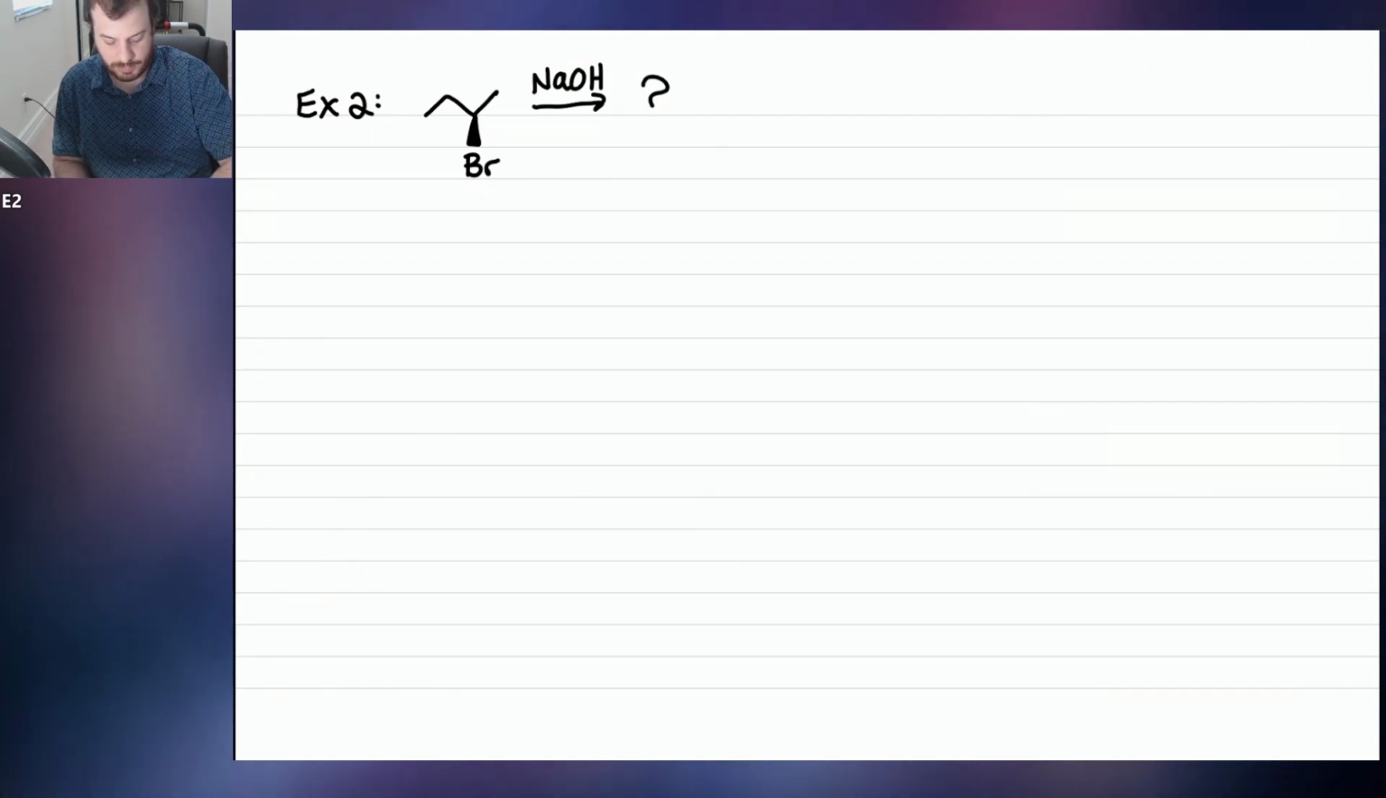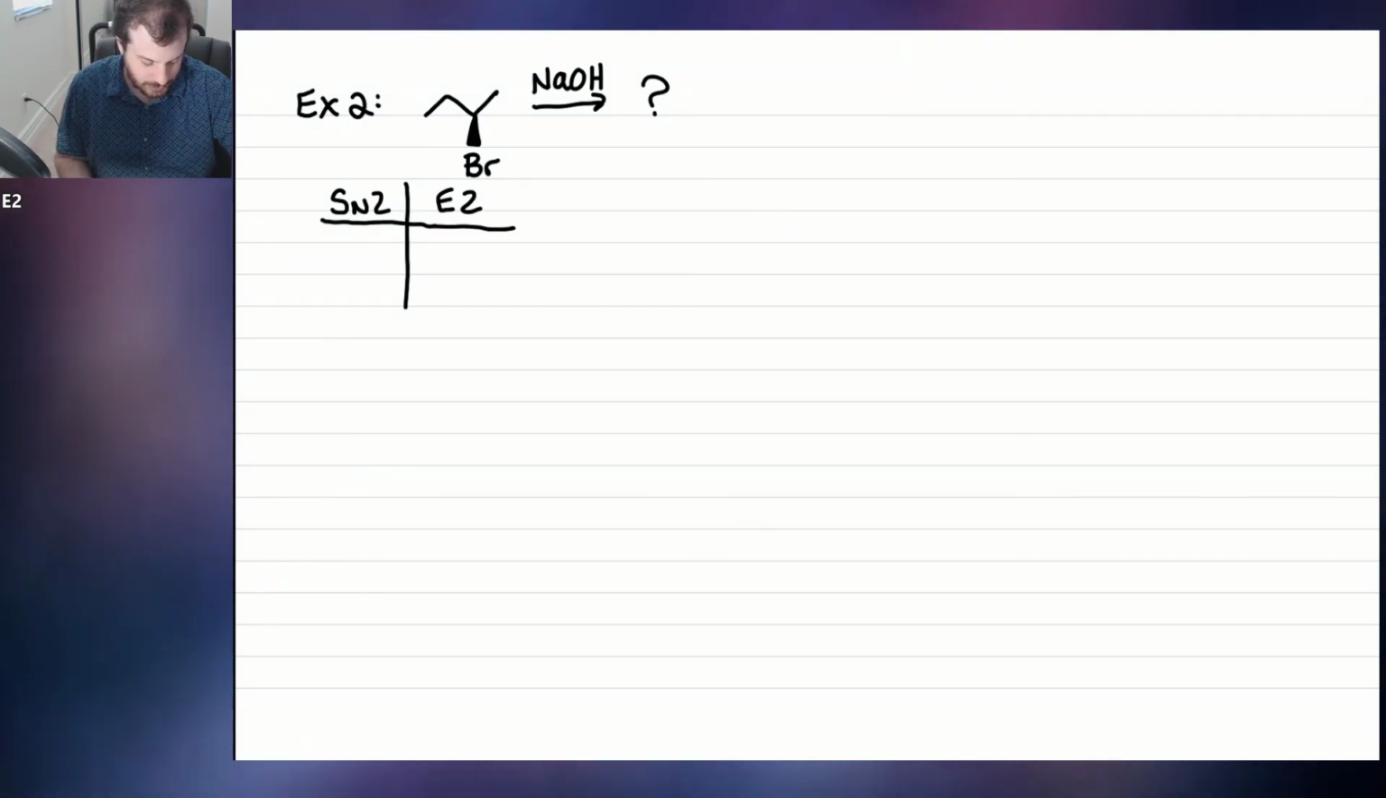Okay, let's figure out which reaction predominates, and let's figure out what the product is. In this situation, the leaving group is bromine, which is one of our 5 good leaving groups, and our nucleophile is NaOH. We'll keep that in mind. Now we can fill out our table, SN2, E2, and you'll start to get pretty fast at this. SN2, it's a secondary substrate. If you look at the alpha carbon, there are 2 beta carbons, so it's secondary. So that is fair.